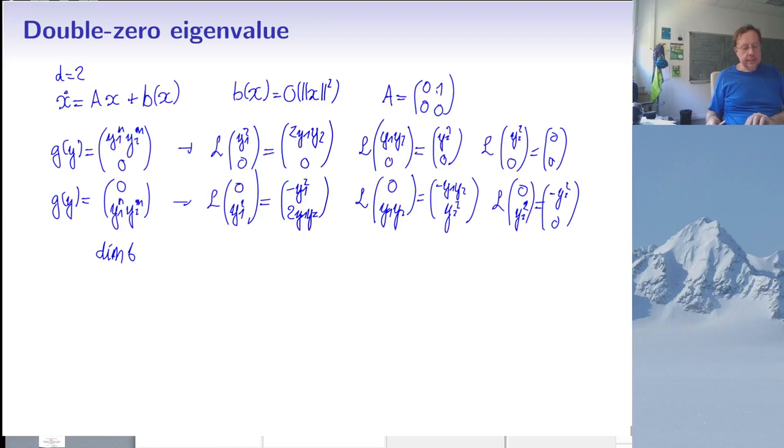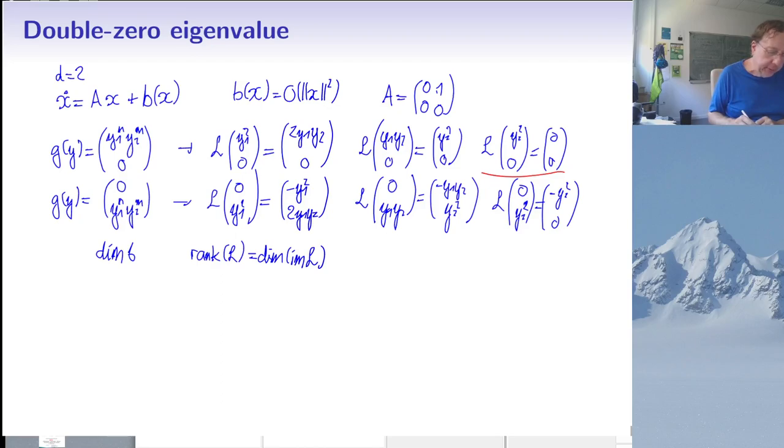And now the question is, what is the rank of L? So what is the dimension of the image of L? That is called the rank of L. So it's the dimension of the image of L. And, well, you see, one vector here is sent to 0, so the dimension cannot be 6, it is at most 5.